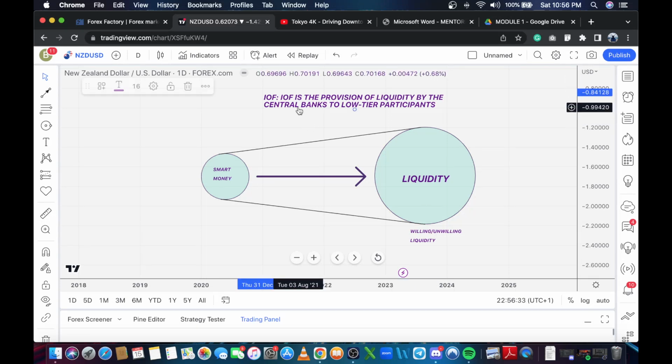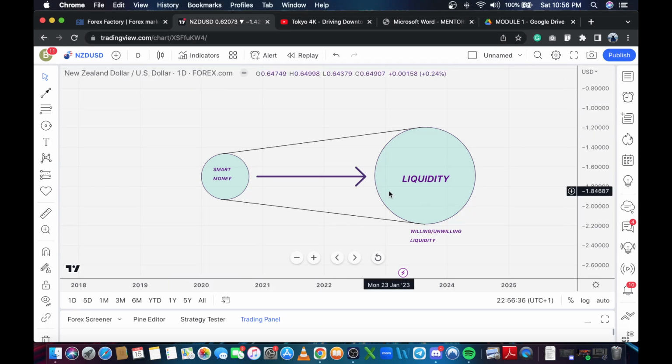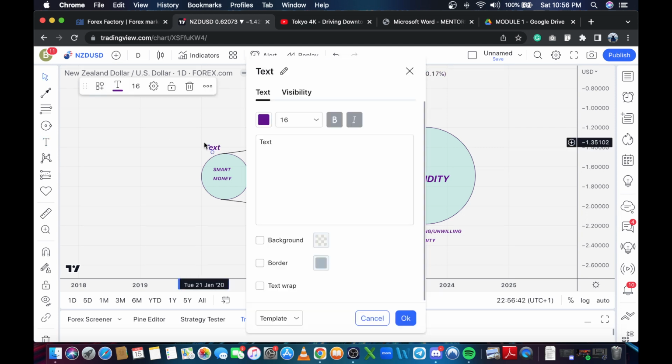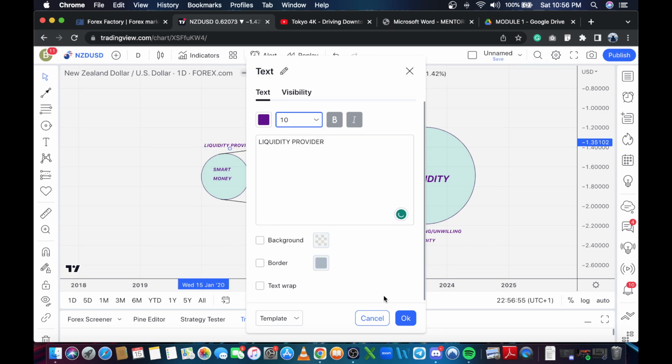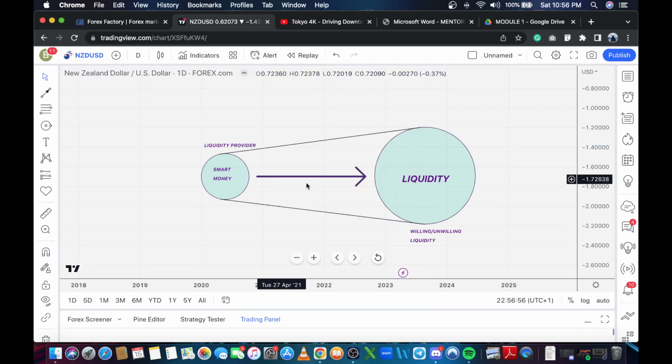Now this is where we go into the market efficiency paradigm, where we have the delivery of liquidity from smart money, who are liquidity providers. Smart money is the liquidity provider. When I say smart money, obviously I'm talking about the central banks. They provide liquidity to willing and unwilling liquidity. Price is delivered to engineer efficiency for smart money, the entire movement in price.